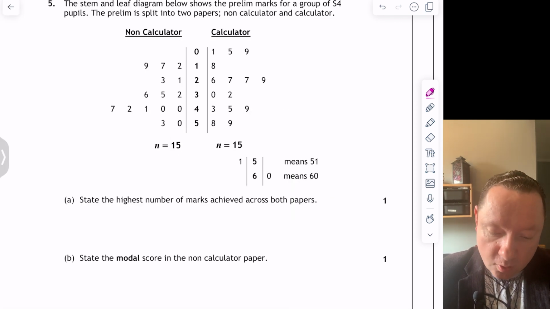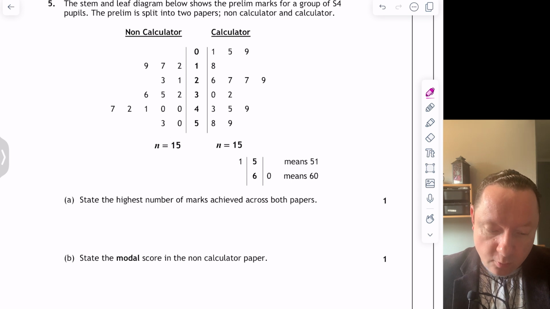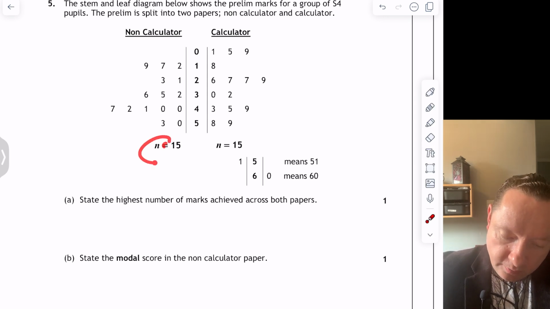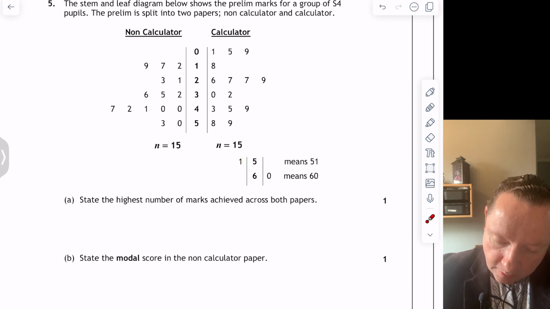A stem and leaf diagram below shows the prelim marks for a group of S4 pupils. It's split into two papers, calculator and non-calculator. Non-calculator left, calculator right. So a few things on stem and leaf. To read this, n equals 15 is just telling you there's 15 numbers here. 1 line 5 means 51. 6 line 0 means 60.